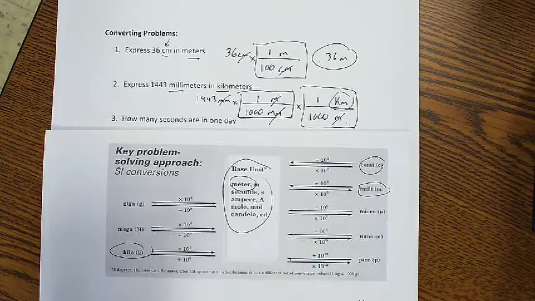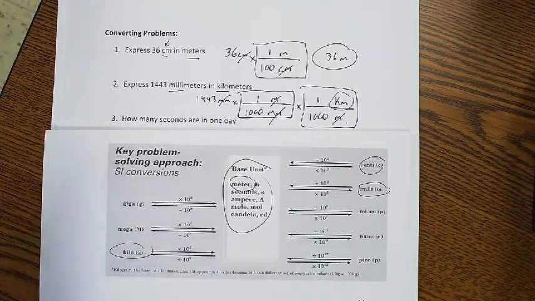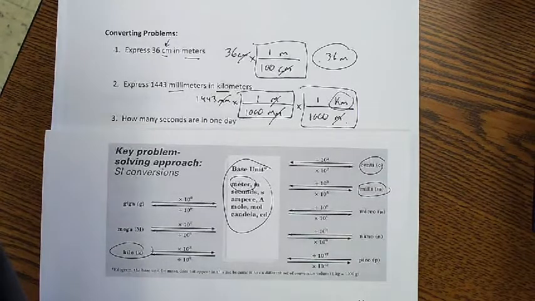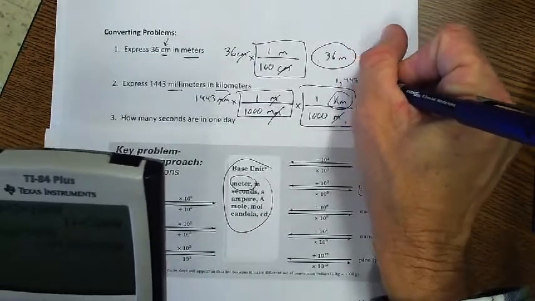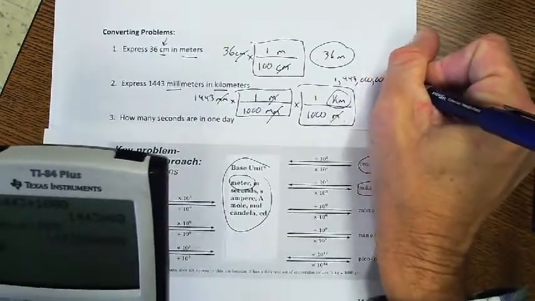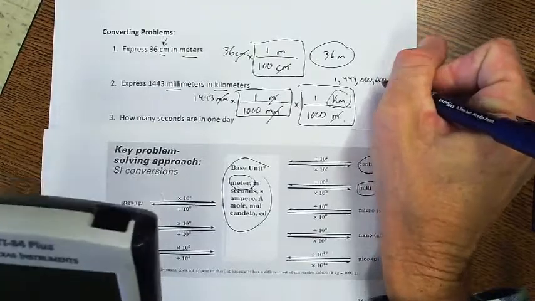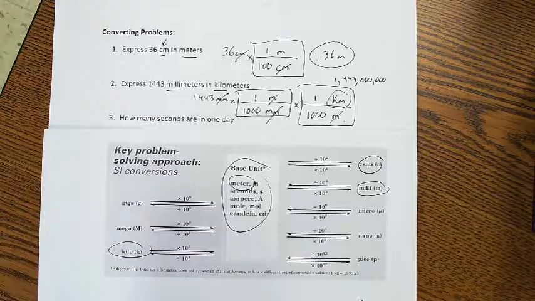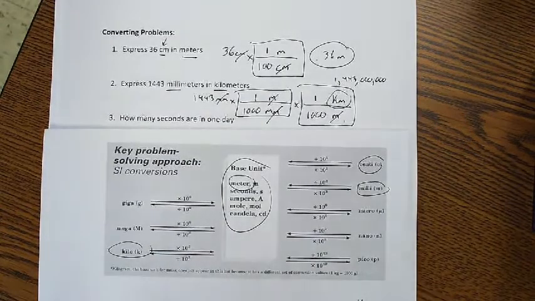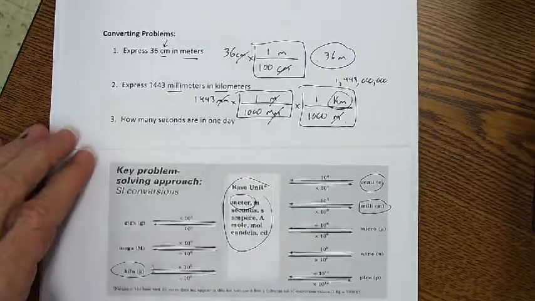So 1443,000 times 1,000. And again, let's see, looks like 1.443 billion. Try to make sure you've got the right zeros there. 3, 6, yeah, looks good. So there you go, 1.443 billion there.